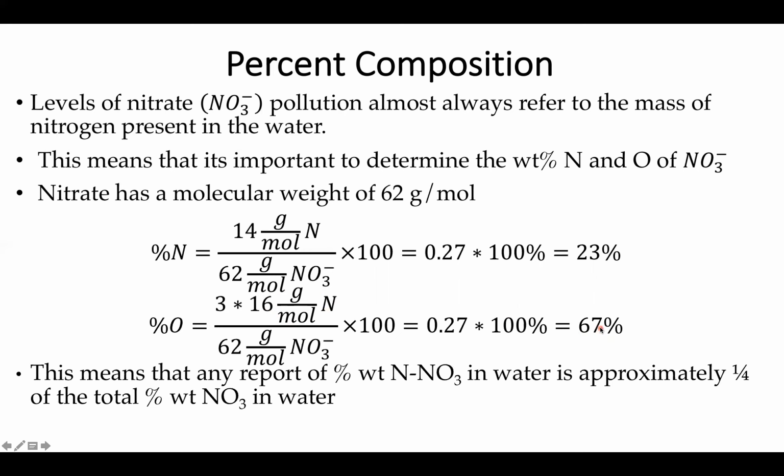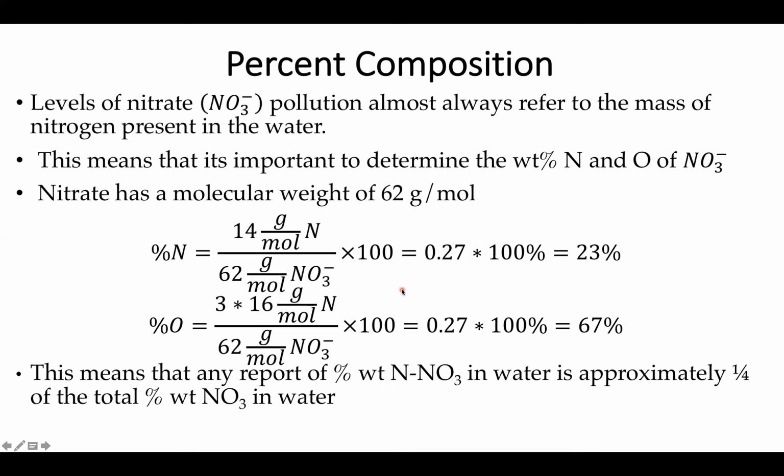So this means that if you're going to report percent weight of nitrogen in nitrate and water, this should be about 1/4 of the percent weight of nitrate. This makes it very important whenever you're dealing with percent weights that you're very clear of whether you're dealing with an individual element or the whole molecule. Otherwise, you can get in a little bit of trouble sometimes.